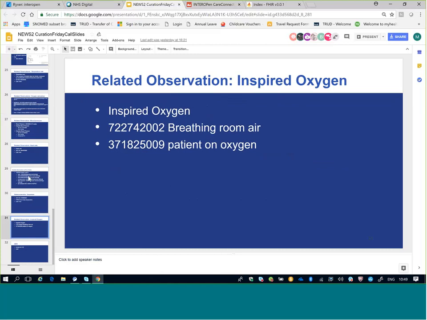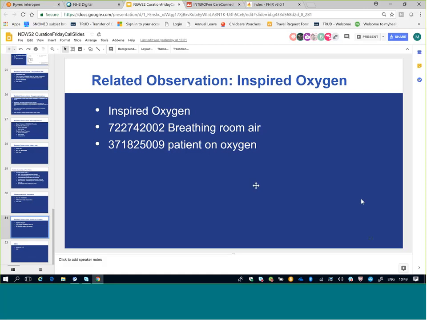I just wondered what people thought about that, and if they thought that we could dispense with what's on this screen here, because it can be inferred from the code whether the oxygen saturation was derived from breathing air or breathing oxygen.